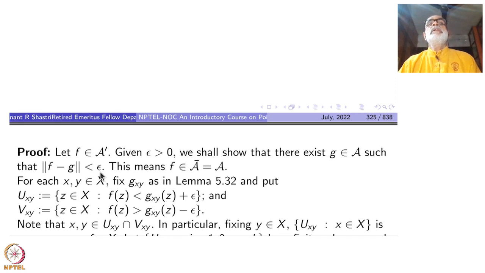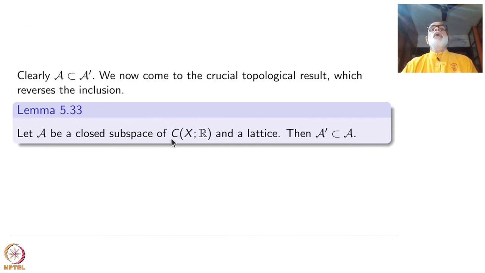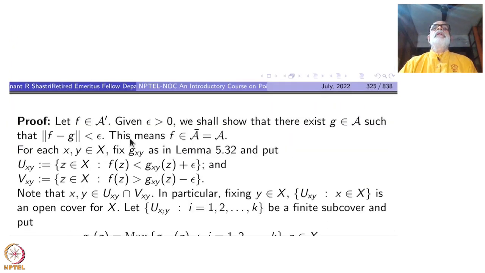What does it mean? This means that f is approximated by functions from A. That means f is inside A bar. But A bar is A because we start with a closed subspace. Okay, so this is our idea. How to construct this g such that g is inside A. So for each x, y inside X, fix a g_xy as in Lemma 5.32.